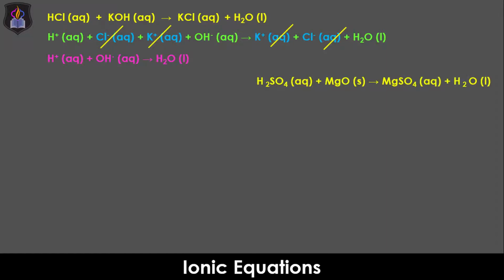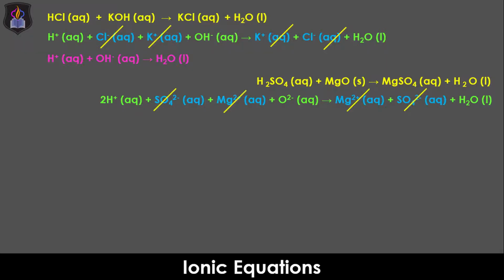Similarly, in the second reaction between sulfuric acid and magnesium oxide, the sulfuric acid breaks into 2 moles of hydrogen ions and 1 mole of sulfate ions. The magnesium oxide, an ionic compound, is made up of magnesium and oxide ions, while the salt, magnesium sulfate, is broken into magnesium and sulfate ions in solution. Magnesium and sulfate ions are unchanged on both sides of the equation and hence are struck out, leaving 2 moles of hydrogen ions and 1 mole of oxide ions, which combine to form 1 mole of water molecules.